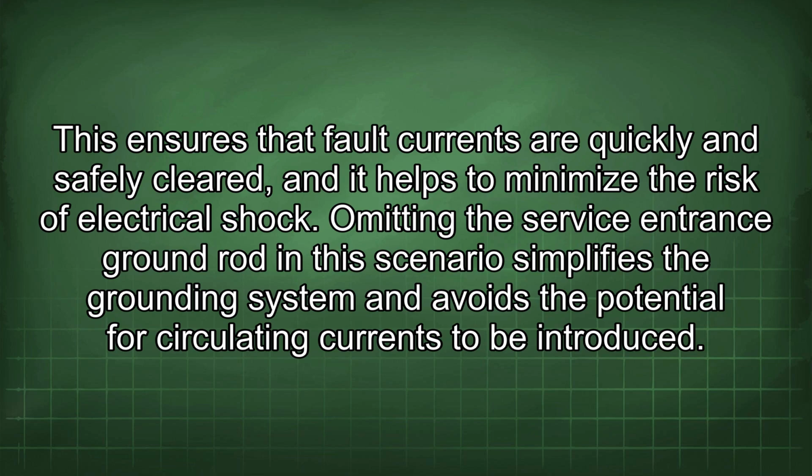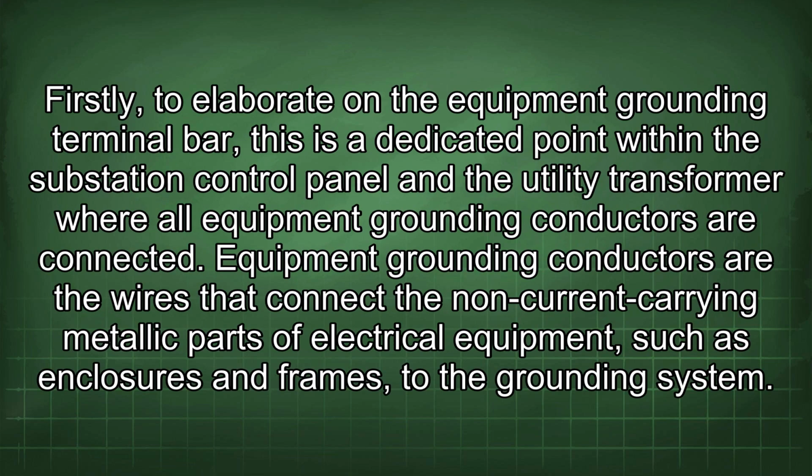Firstly, to elaborate on the equipment grounding terminal bar, this is a dedicated point within the substation control panel and the utility transformer where all equipment grounding conductors are connected. Equipment grounding conductors are the wires that connect the non-current carrying metallic parts of electrical equipment, such as enclosures and frames, to the grounding system.